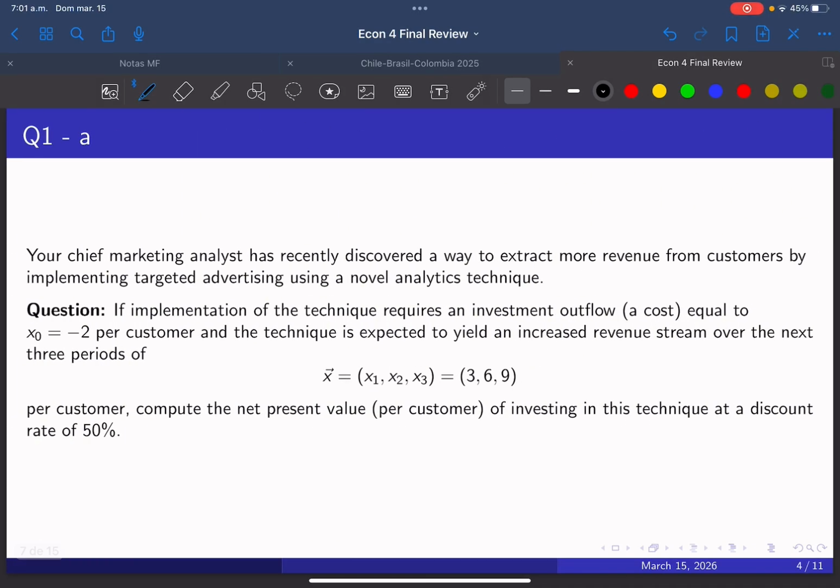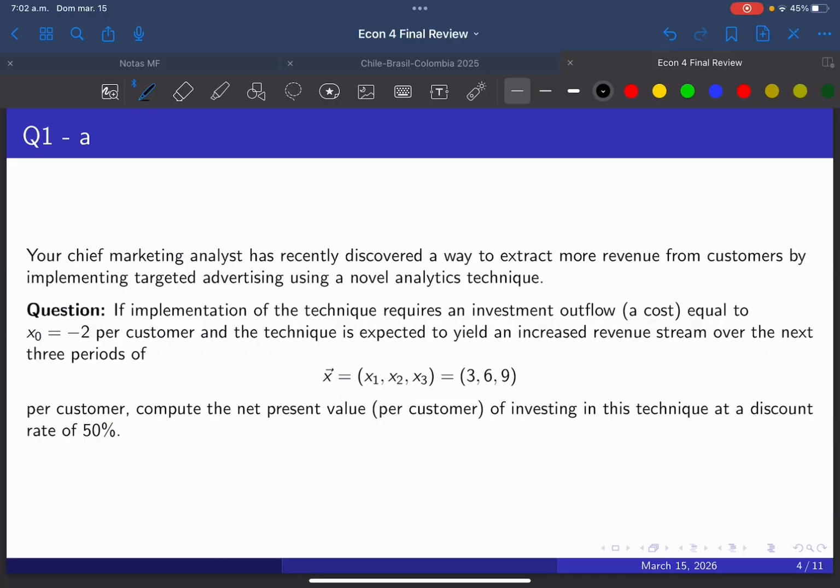So now we're going to go over some practice problems. Here's the setup for the first one, and I think it's going to be a three-part question. Your chief marketing analyst has recently discovered a way to extract more revenue from customers by implementing targeted advertising using a novel analytics technique.